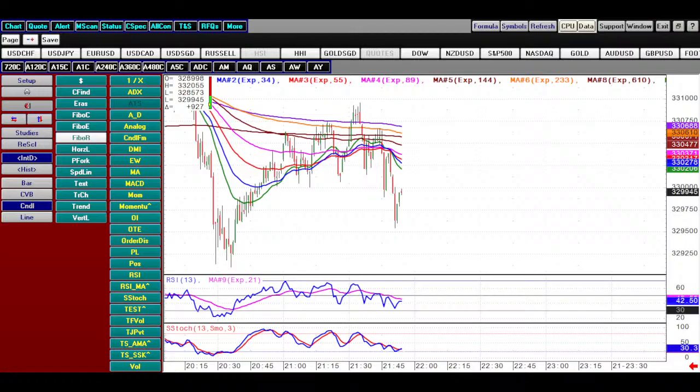Okay, so I'm trying to take profit at 98 first, the 3505. So TP 3298.